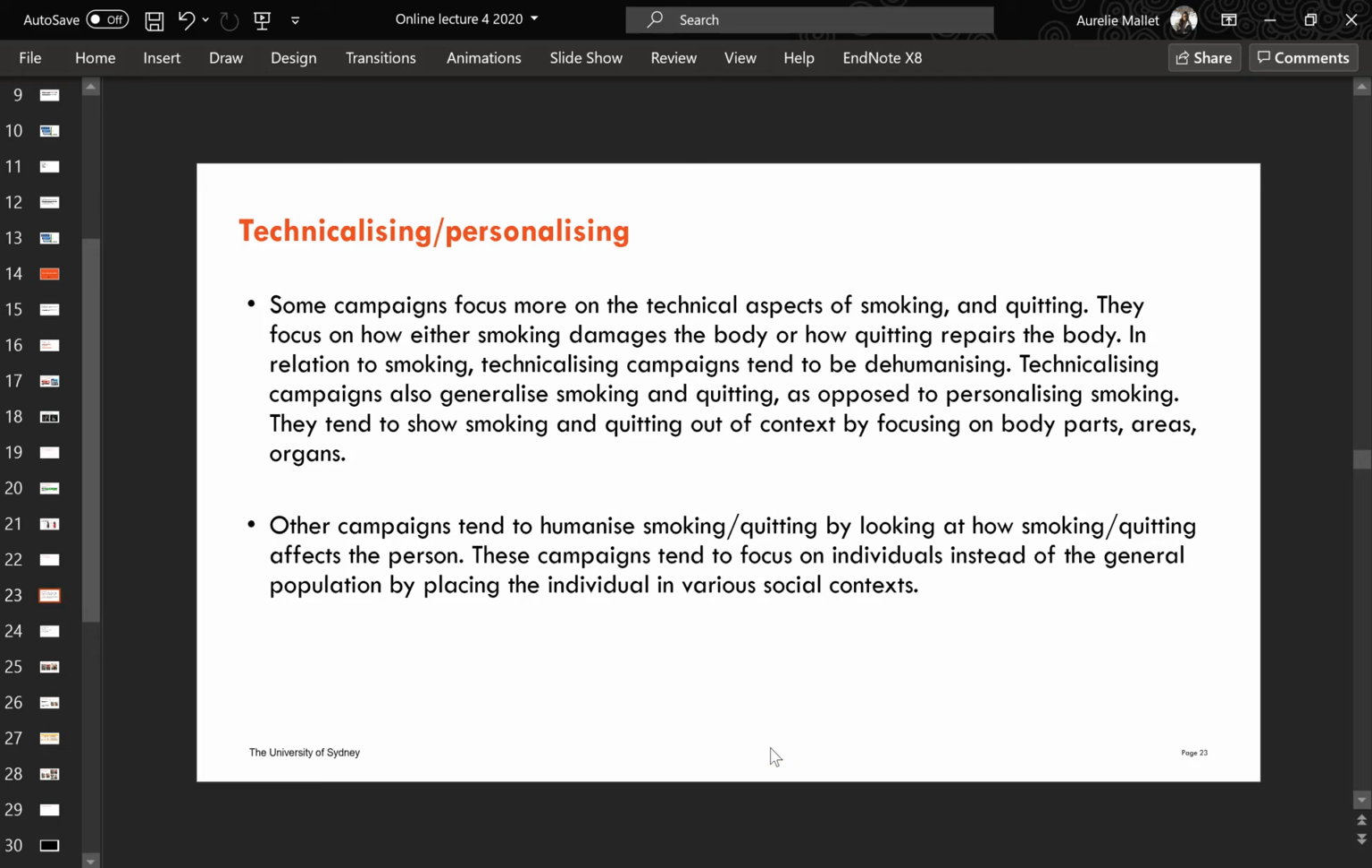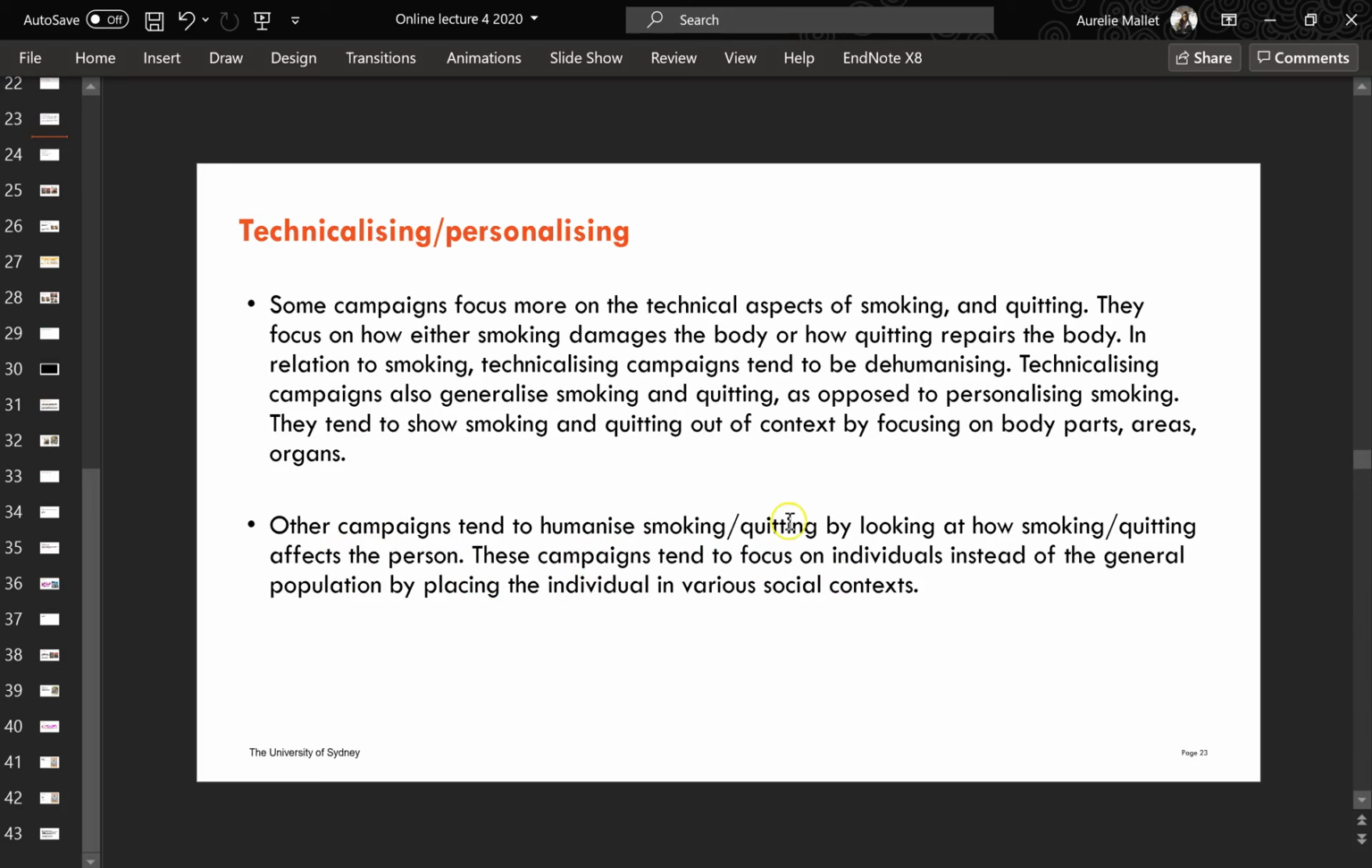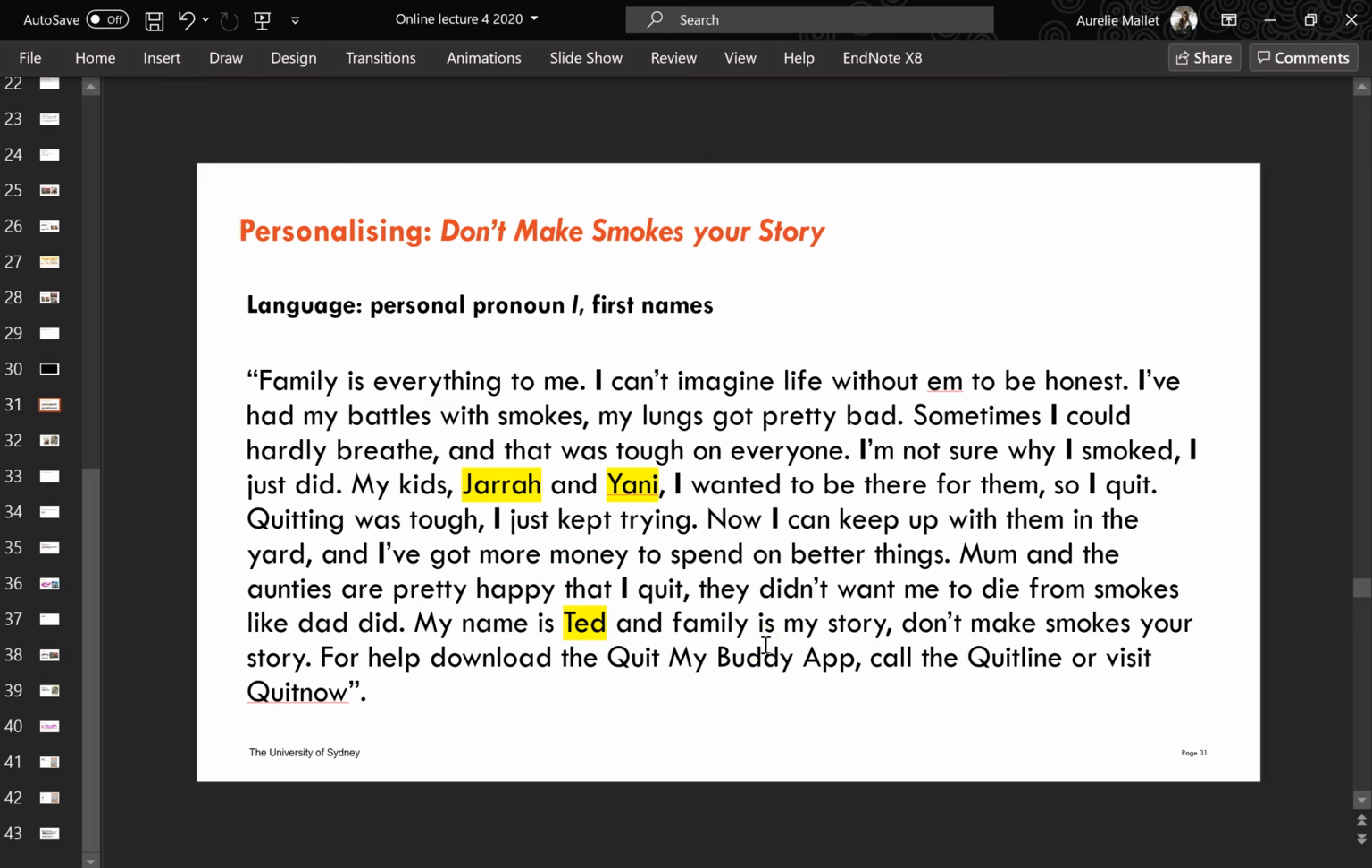So personalizing campaigns tend to humanize smoking or quitting, and they tend to focus on individuals instead of the general population, and it shows individuals in various social contexts. As we saw in the TV ad, Ted is in a lot of different social contexts. He's with his kids, he's with his family, and it's focusing on an individual. It's focusing on Ted. The language is personalizing as well, realized through the use of personal pronouns, I's, and the use of first names.